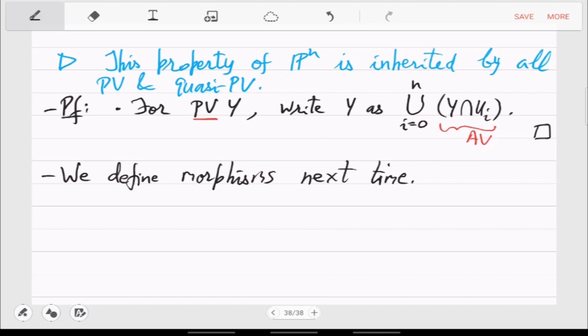And this property of projective n space just naturally extends to all quasi-projective varieties, because if you have a general Y, then you just intersect Y with UI to get the affine variety. Any questions?